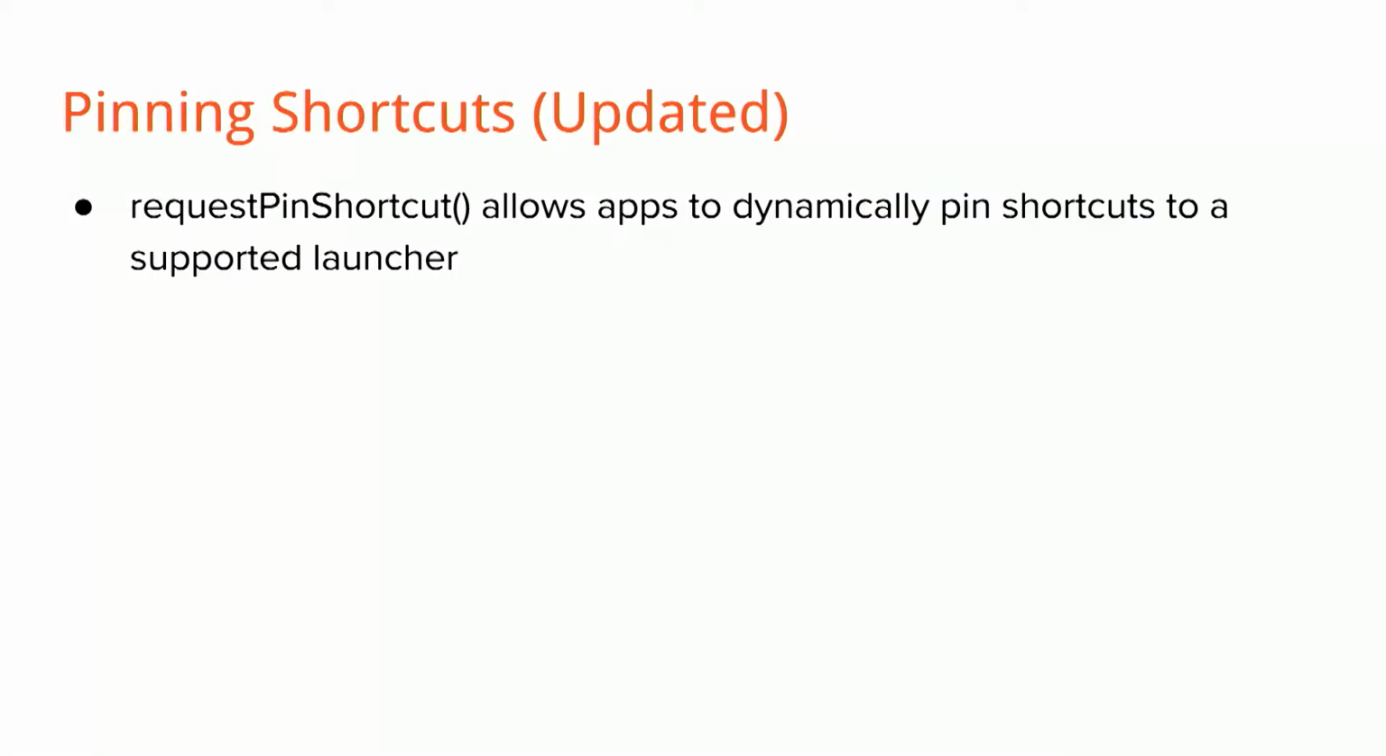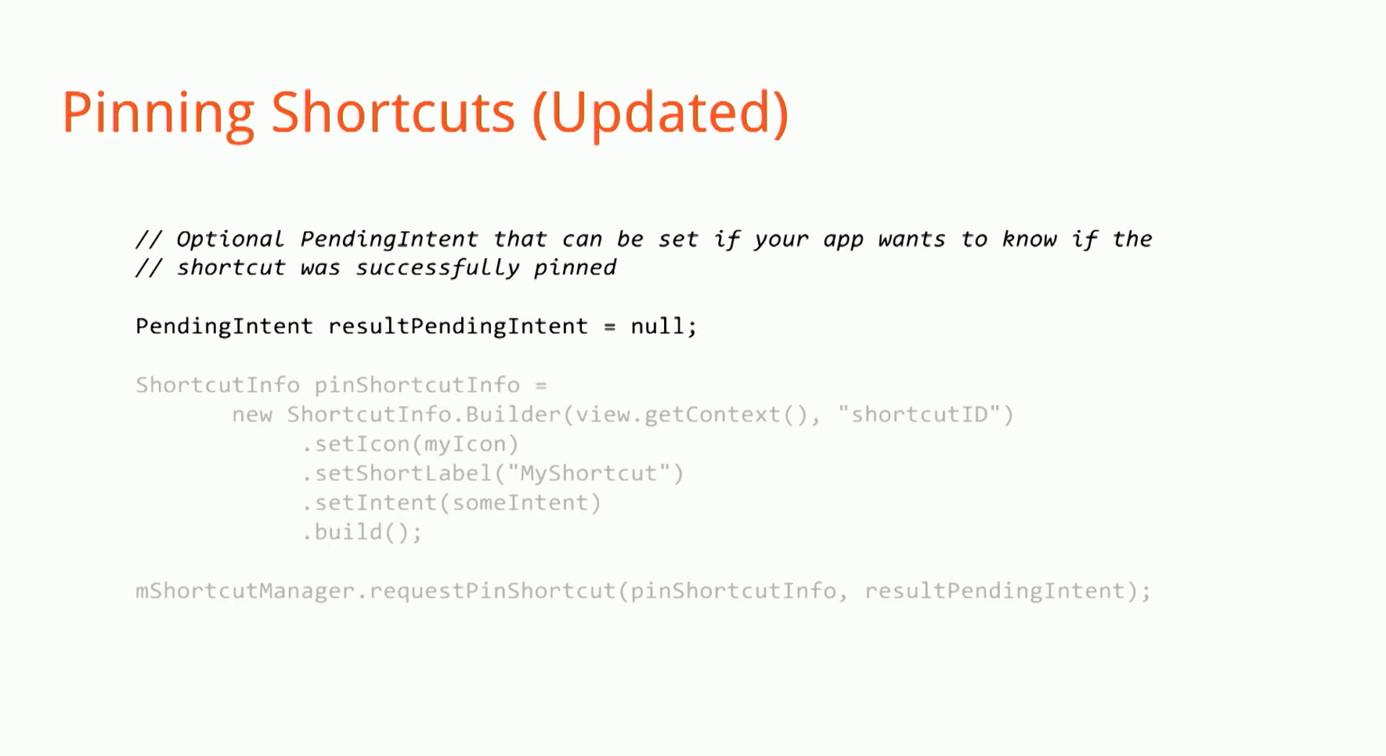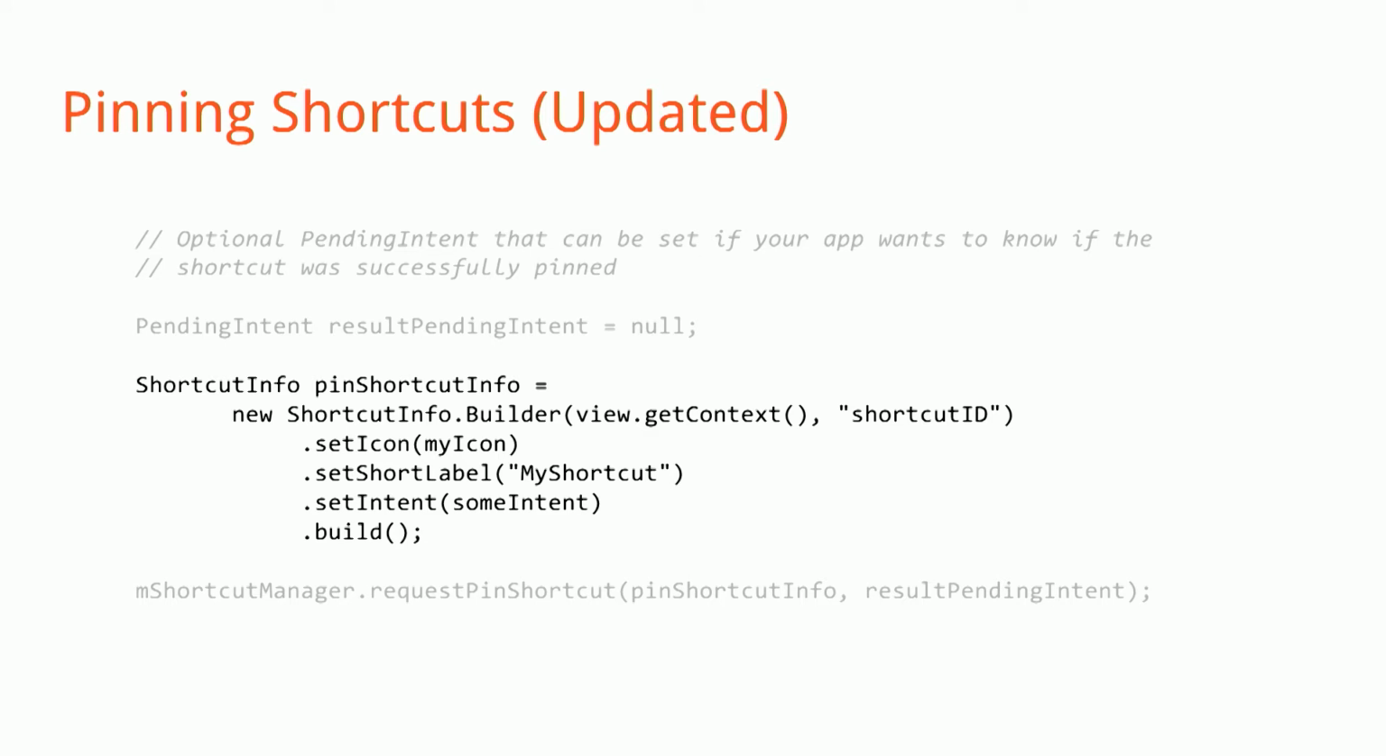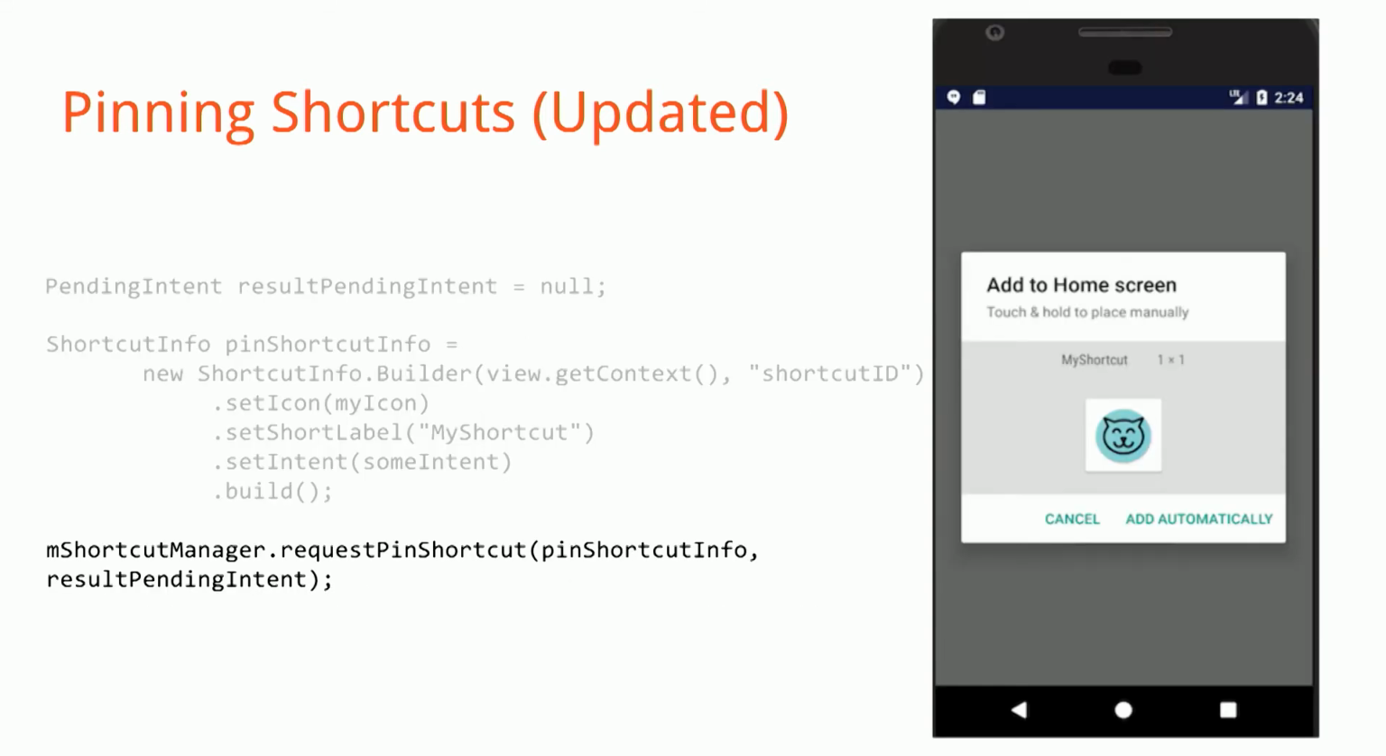But the cool thing about pin shortcuts is there were some new announcements made in Google I/O, and now you can call this new method request pin shortcut, and this will allow your app to dynamically pin shortcuts to a supported launcher. So what does that mean? Taking a look at the code first, the code looks something like this, where you build the icon very similar to what we did before, and then you call this method called request pin shortcut with the info and the intent, and you get this magical screen automatically built for you.